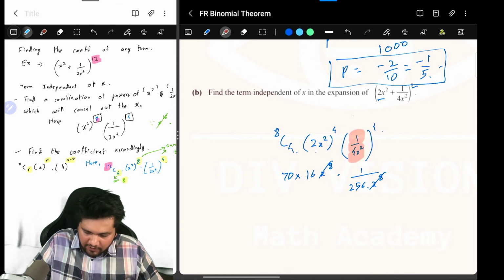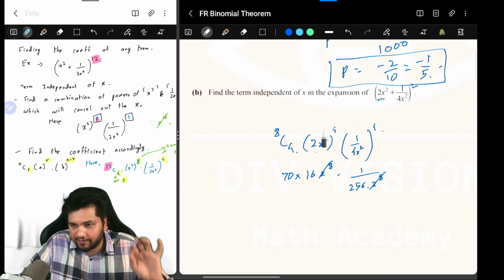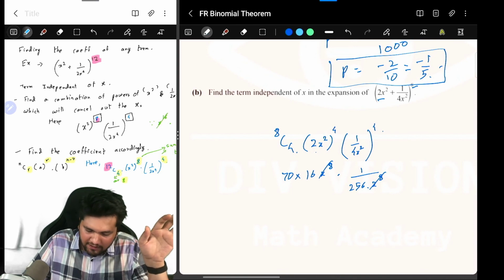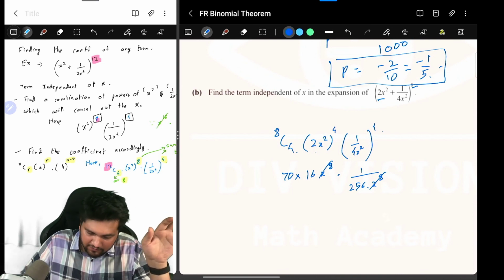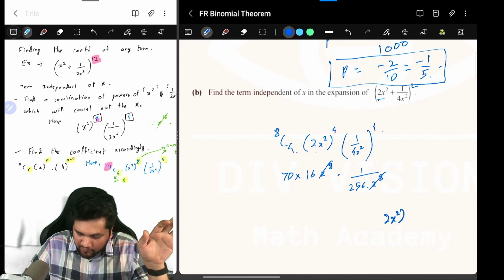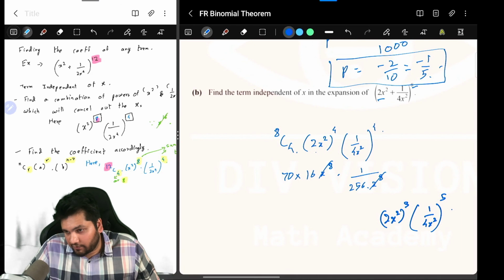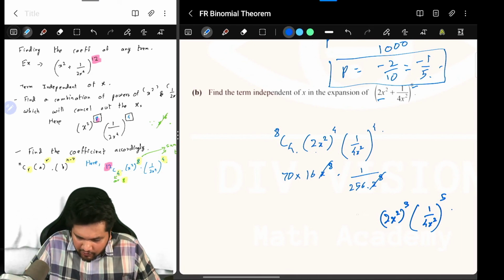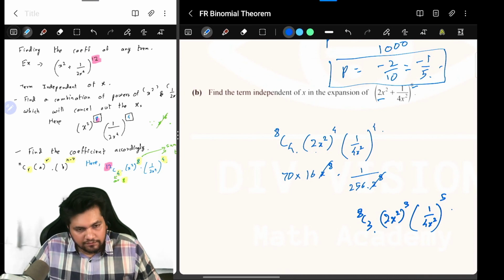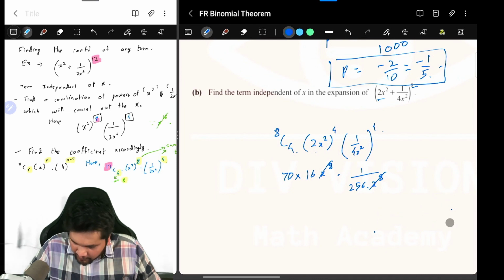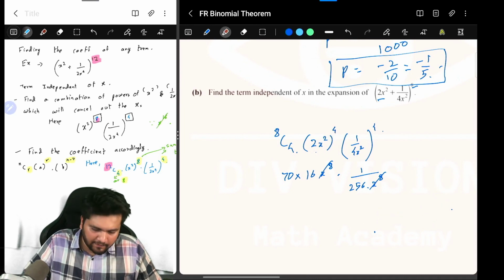Now the thing is we need to find a term independent of x. So we have to find a combination. Maybe you can think of something like this also. Maybe you can think of 2x square to the power of 3. Then this has to be 1 by 4x square to the power of 5, right? And if they ask you this coefficient of whatever it would be, it's simply going to be 8C3 or 8C5, whatever you want to consider. It will avoid all your silly mistakes. Okay?